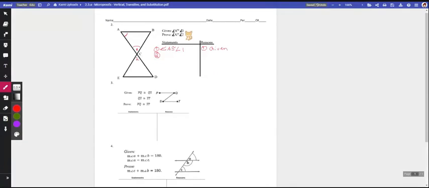I don't know anything about angle 2, and I don't know anything that connects angle 2 to angle A or to angle 1. So I'm going to look for relationships. Well, angle 2 and angle 1 are vertical angles. And we know that vertical angles are always congruent to each other. So I can say that angle 1 and angle 2 are congruent because they're vertical angles.